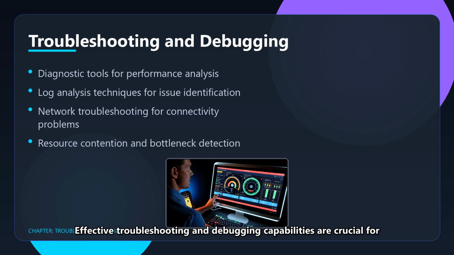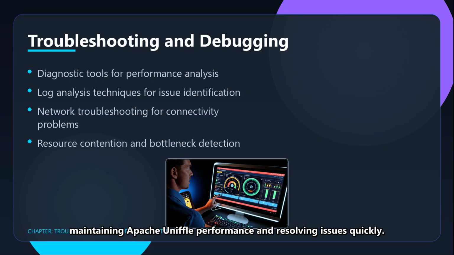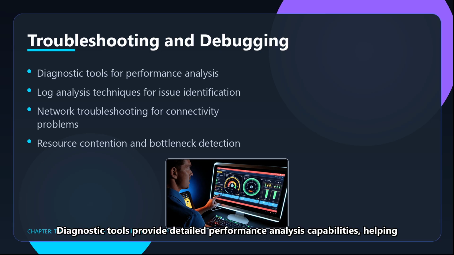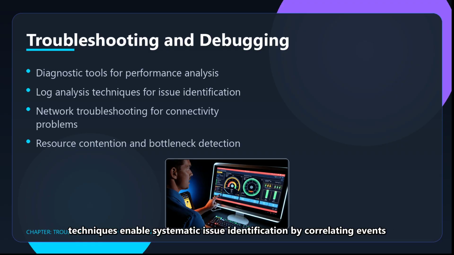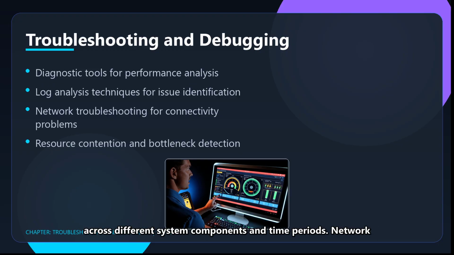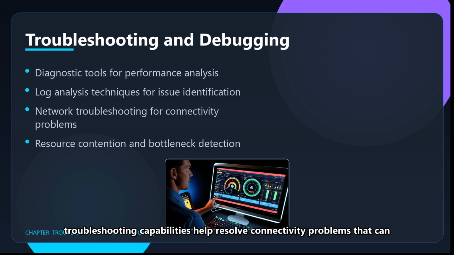Effective troubleshooting and debugging capabilities are crucial for maintaining Apache Uniffle performance and resolving issues quickly. Diagnostic tools provide detailed performance analysis capabilities, helping administrators identify bottlenecks and optimize configurations. Log analysis techniques enable systematic issue identification by correlating events across different system components and time periods.